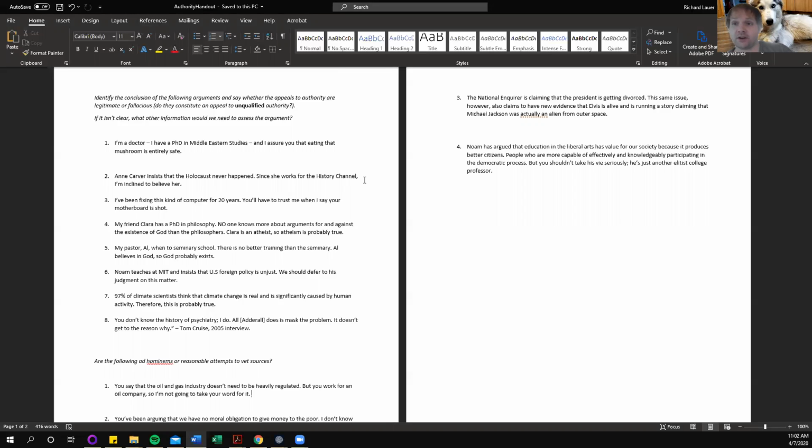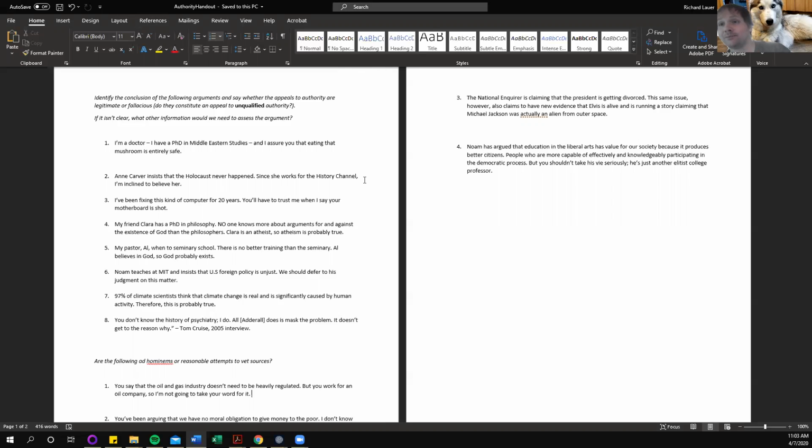We have to ask questions about their competence. In this case, what I'm raising in suggesting that there's a possible defeater for this argument is not anything about whether the mushroom is safe. We don't even have to know anything about whether the mushroom is safe, but that might be a strategy for defeating the argument. Instead, what I'm asking are questions about the competence of the person in question. Does their possessing a PhD in Middle Eastern Studies grant them what we could regard as competence with respect to judging the safety of eating certain mushrooms?